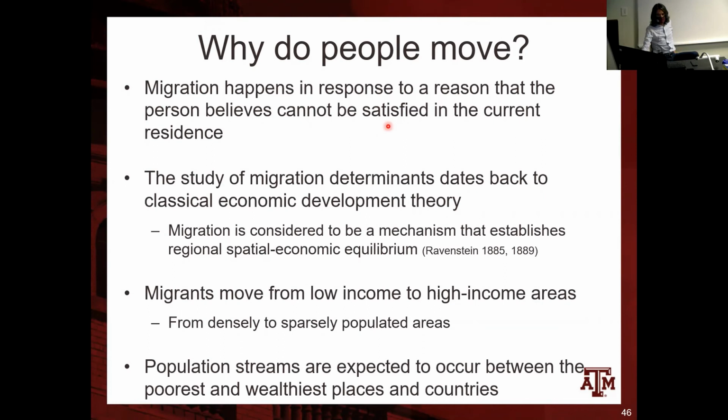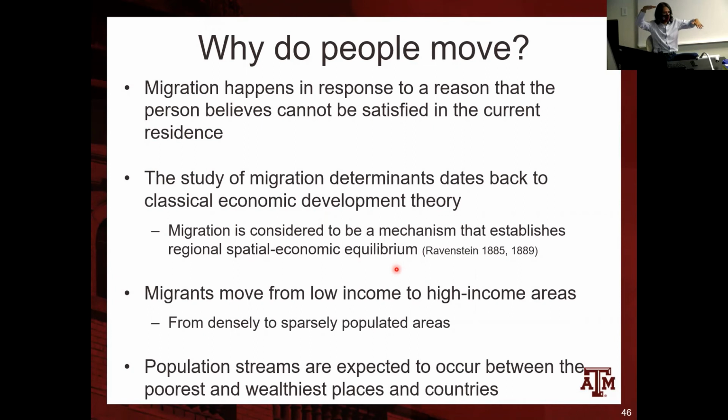The study of migration determinants dates back to classical economic theory, development theory. These kinds of studies date back to the studies of Ravenstein in 1885, 1889. He was already talking about migration as a mechanism that established an equilibrium among places, more specifically, a regional spatial economic equilibrium.